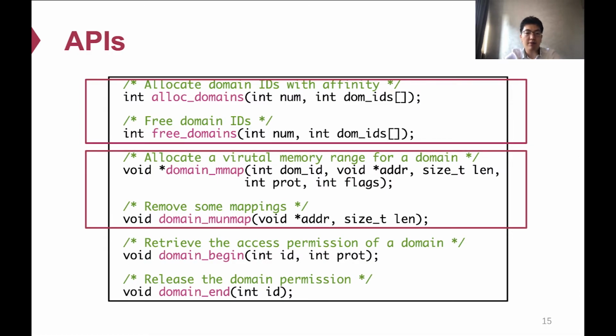Domain map is used to allocate virtual memory pages within one memory domain. Domain begin and domain end are responsible for switching memory domains. Switching between domains within the same EPT can finish by executing the WRPKRU instruction for setting the PKRU value. Switching between domains in different EPTs involves one additional VMFUNC instruction.